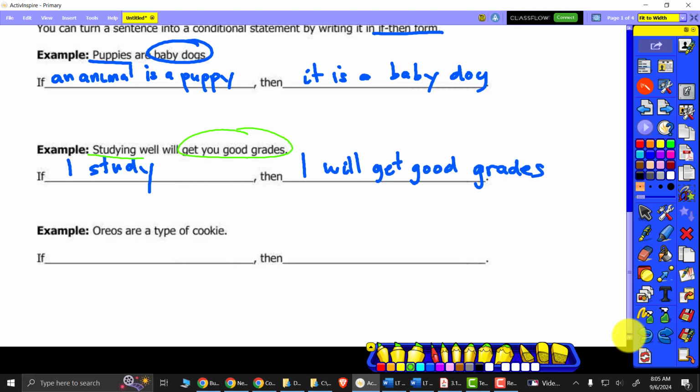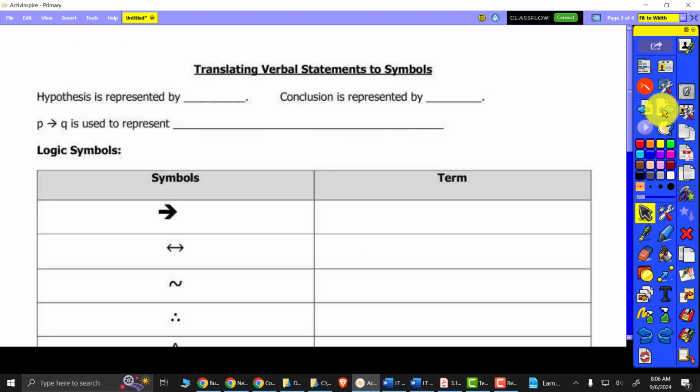Next example. Oreos are a type of cookie. So how are we going to write this as an if-then form? All right, if I have an Oreo, what can we conclude? Then I have a cookie. All right, there we go. That is our conditional statement.